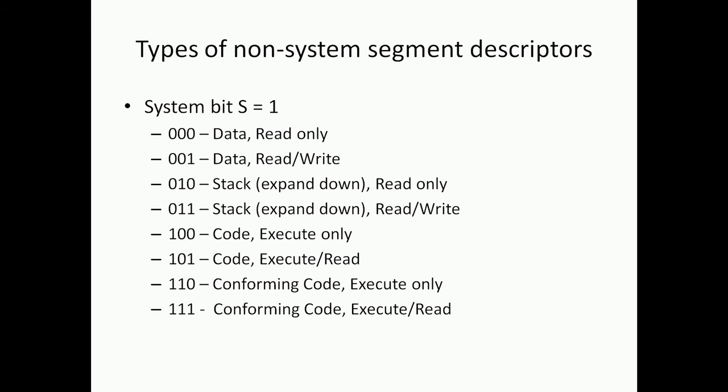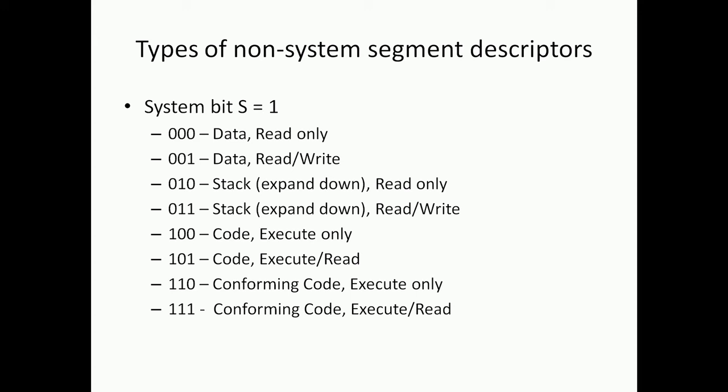Now we will go to the type of the segments. S equal to 1 means they are non-system segments or user segments. So if I put the type as 000, it is data read only. 001, it is data read write. 010 is stack expand down read only. We will now explain what is stack expand down and expand up. 011 is stack expand down read write. 100 is code execute only. 101 is code execute with read. 110 is conforming code execute only. 111 is conforming code, execute read.